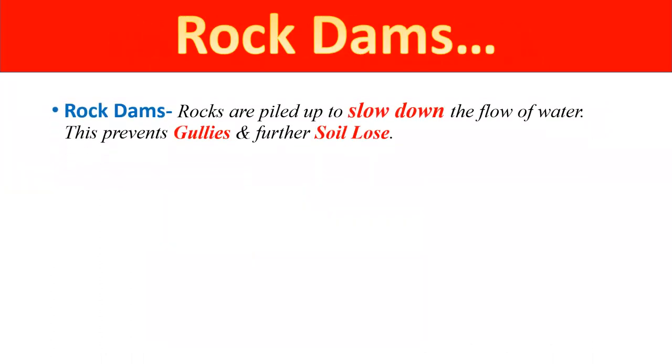Next one is rock dam. Rock dams means rocks are piled up to slow down the flow of water, and this would help to prevent gully erosion and soil loss. Meaning, we saw and discussed that gully erosion happens due to running water. The soil, the ground has deep cracks. So these are gullies. So if we make some rock dams, it slows down the flow of water. And when the flow of water is slowed down, it means that this type of erosion can be stopped.